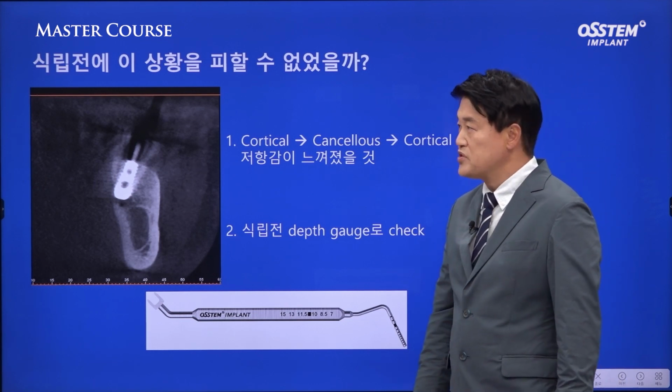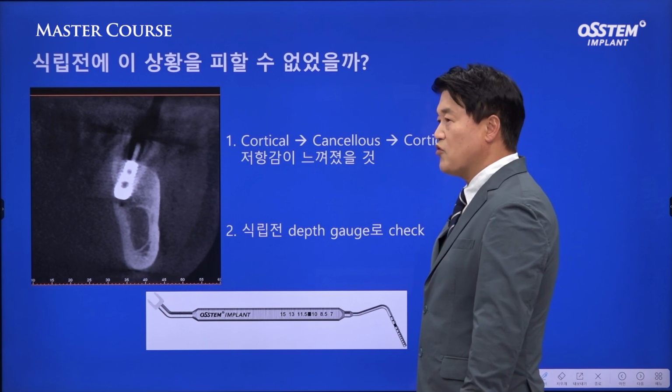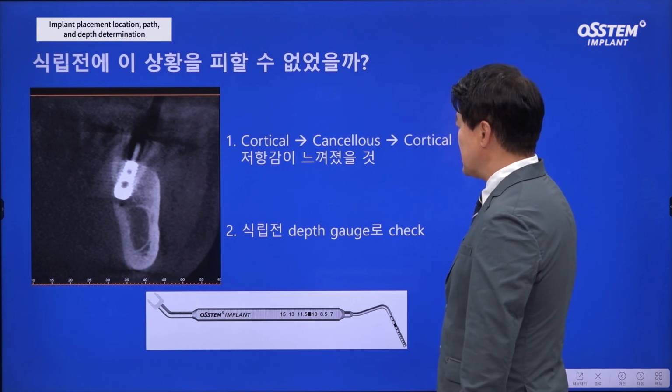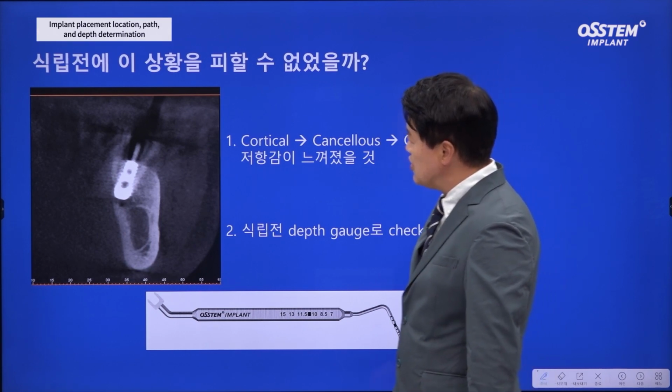In the lower posterior region, lingual perforation can occur. If you look at this case, could we have done something to avoid the situation?